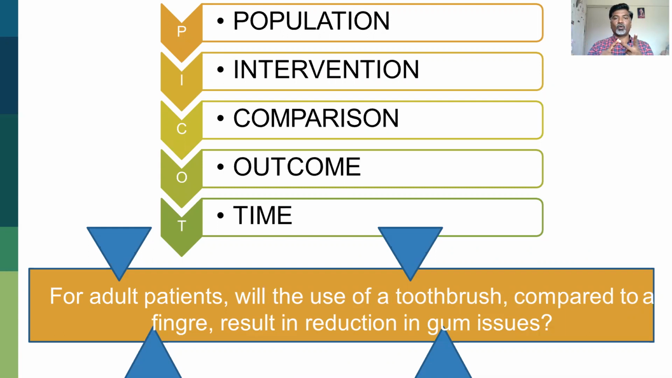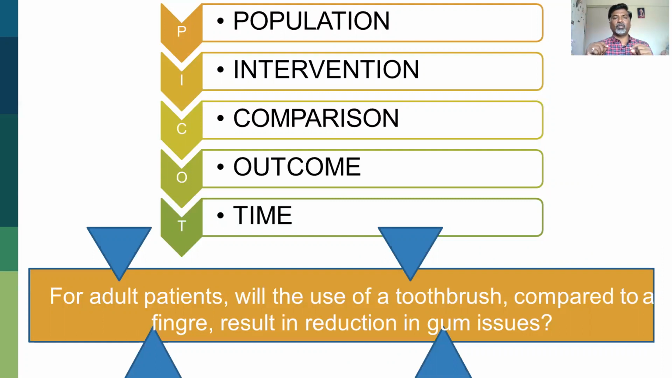Intervention: why I am going to conduct research. Comparisons: I am going to compare the results of mine with the existing one. What is the outcome of my research and how much time will be required? All those things you have to, we can say, incorporate in your statement of problem.